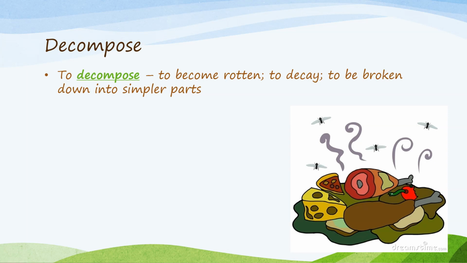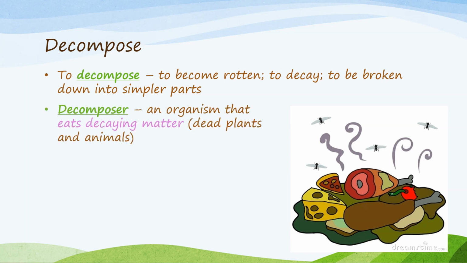So if we're talking about decomposers in an ecosystem, what do you think the role of a decomposer is? It is to cause things to rot and decay, and to break down into simpler parts. A decomposer is an organism that eats decaying matter, which would be dead plants and plant parts, and animals. Decomposers are heterotrophs because they consume their food and cannot make it themselves.